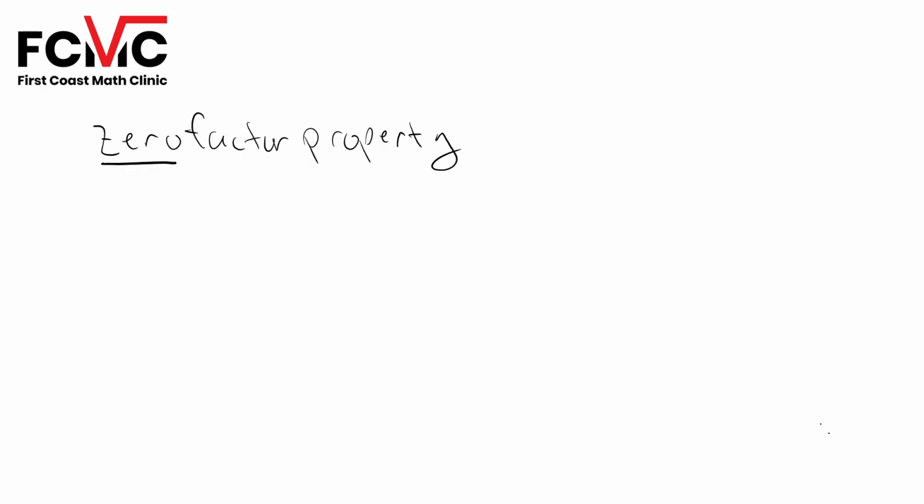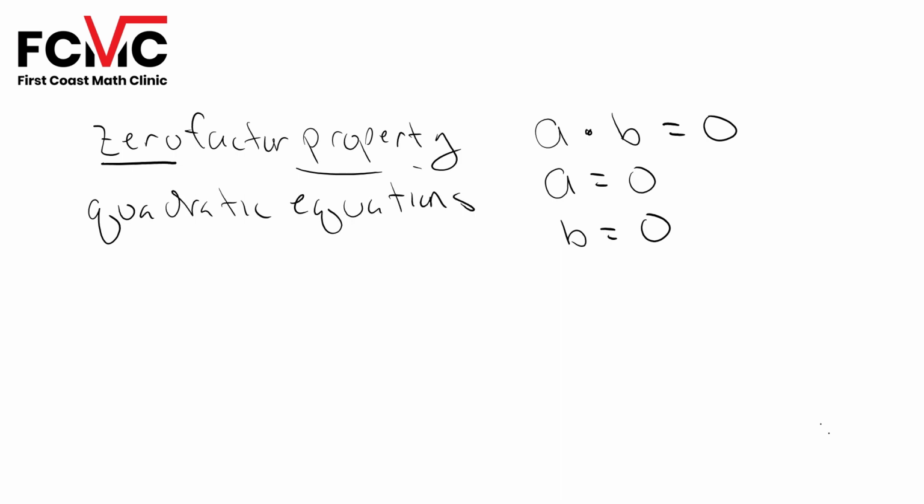But we remember that the zero factor property basically says that if we have two quantities, A times B equals 0, then either A has to equal 0 or B has to equal 0. We're going to use this property to solve quadratic equations, and those are equations we can write in the form ax squared plus bx plus c.